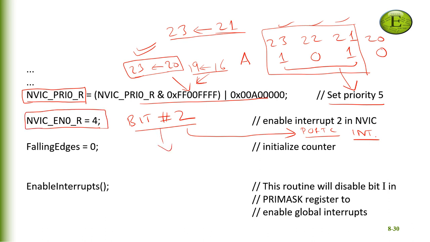That is going to set this bit equal to 1, which means that we have enabled interrupt 2 in the NVIC enable register. Initially, the falling edges are 0, so that is the edge counter. And we're going to enable the global interrupt, that is the PRIMASK register, bit I. This routine will clear the bit I, meaning that the bit I is set equal to 0. So the global interrupts are enabled. The microprocessor can now acknowledge and process the interrupts.